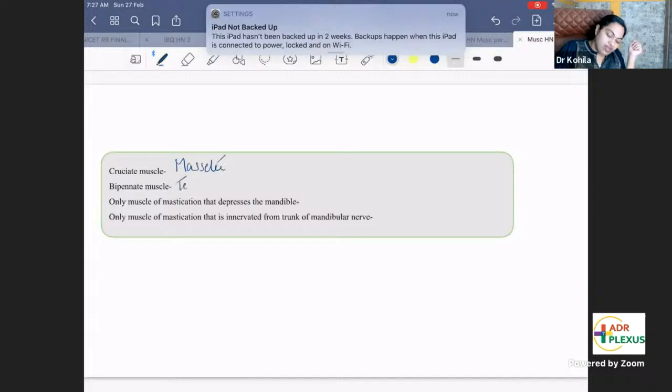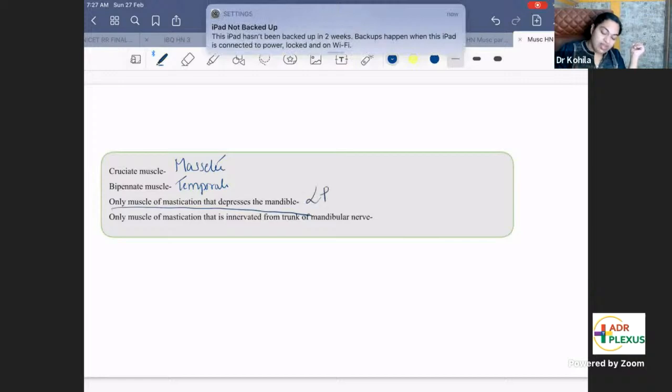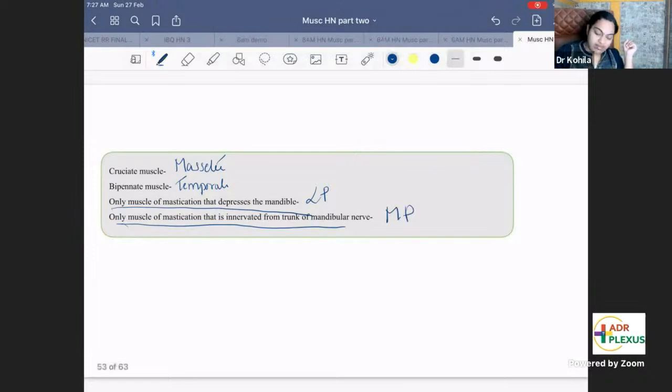Bipinnate fibers are seen in temporalis, because it originates from the temporal fascia and the temporal bone. The only muscle of mastication that depresses the mandible is lateral pterygoid. The only muscle of mastication that is innervated by the trunk of the mandibular nerve, I told you, is medial pterygoid. Is that fine?